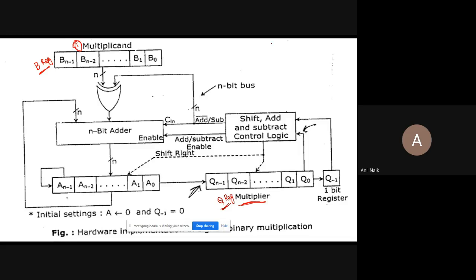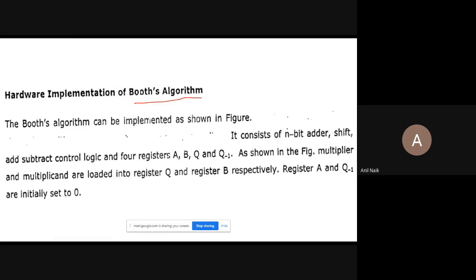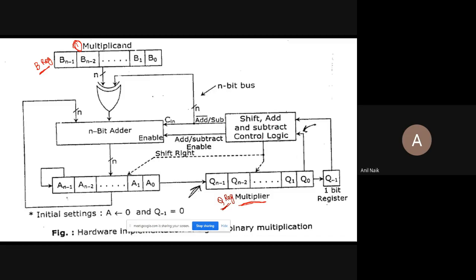In Booth's algorithm, we use arithmetic shift, add and subtract methods. We use shift, add and subtract control logic circuits to perform the multiplication. For example, 2 into 3. How do you perform 2 into 3? One way is to perform the addition 3 times of 2.